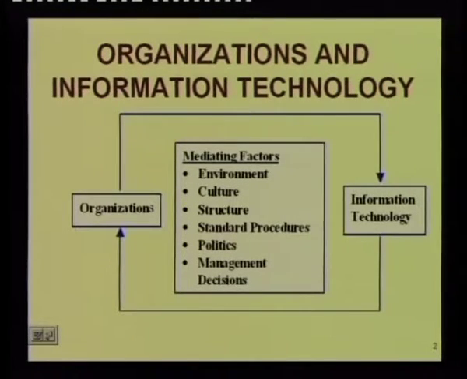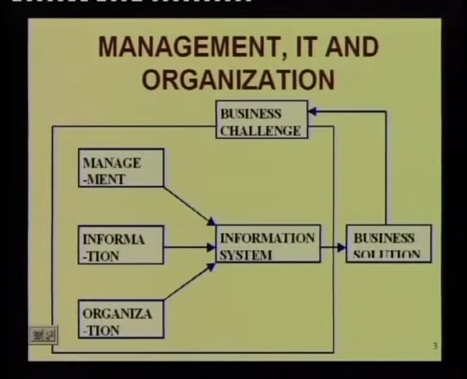So, this is the kind of connection that must be built, and the organization therefore should be ready with respect to its culture, structure, standard procedures, management, decisions, political environment and everything. So, that is the basic theme here. You can see here basically there are three basic components of information system: the management, the information and the organization. So, you can see that for a proper information system, the three must be coupled in the most suitable manner, right. The management should be proper, the information should be proper and the organization should be proper.